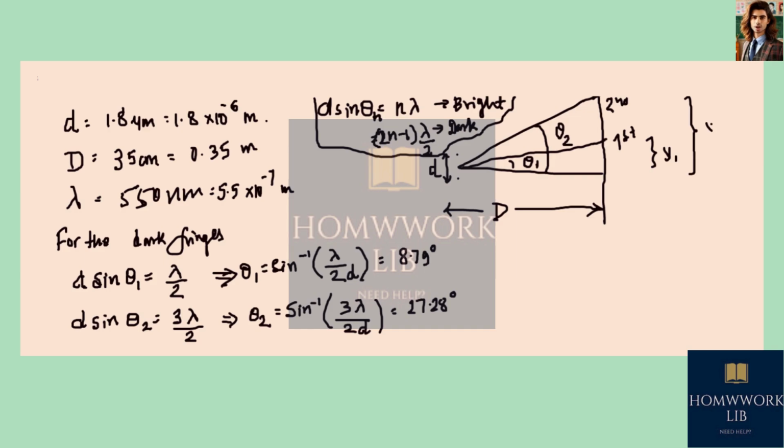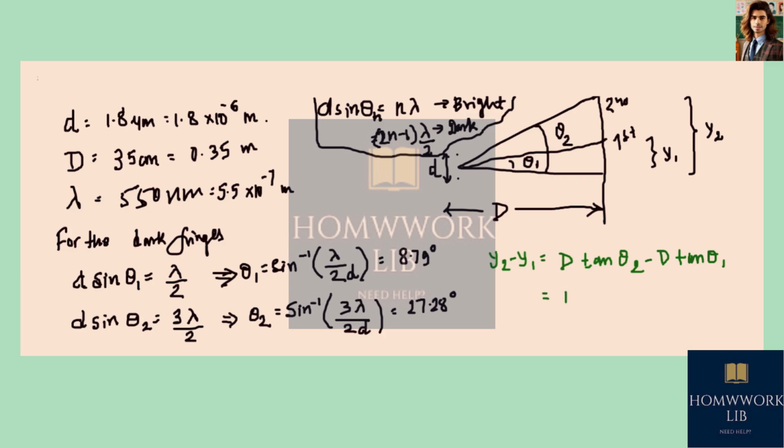Alright, now so we find theta, so this is y1 here, the position of the first dark fringe, and this is y2, the position of the second dark fringe. So what the question is asking is to find the distance between them, right? So we have to find y2 minus y1. Now as you can see from the figure, y2 minus y1 is equal to what? D times tan theta 2 minus D times tan theta 1, right? Using simply Pythagoras theorem.